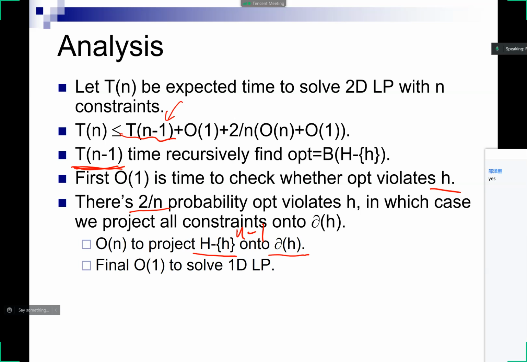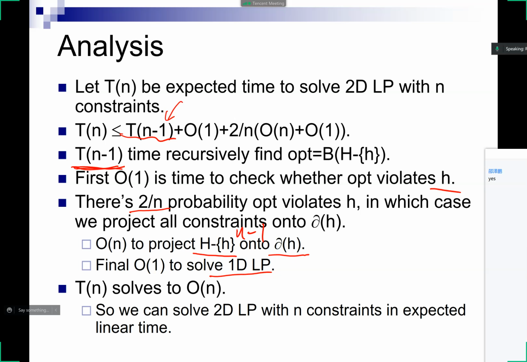After you do all the projections, you're going to end up with a 1D LP. Then you have to solve that 1D LP, but as we said, the solution is always going to be one of the endpoints. So you just need to check both endpoints, and that takes constant time. Altogether, we have this expression for T of n, and if you solve this expression, you get that T of n solves to linear time. Therefore, we have a linear time algorithm to solve a 2D LP with n constraints. Any questions?